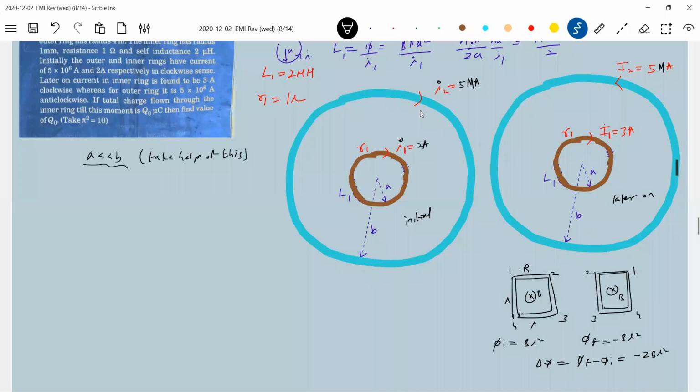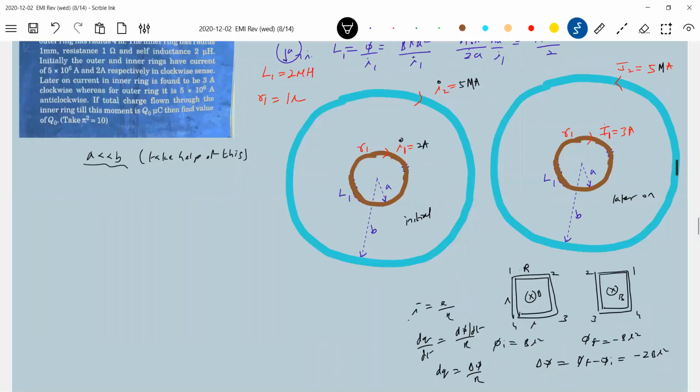Can we calculate how much charge has flown? I think I gave one method, a very easy approach to that. We know I equals E by R, and I is dq by dt. So the charge that flows through this square frame loop is the change in flux divided by resistance.